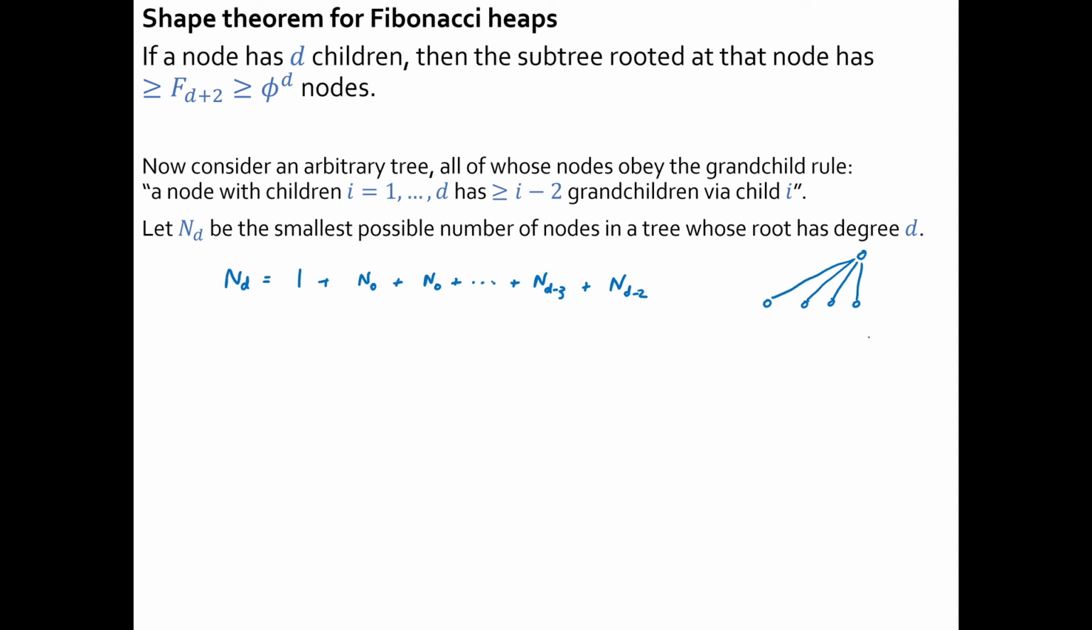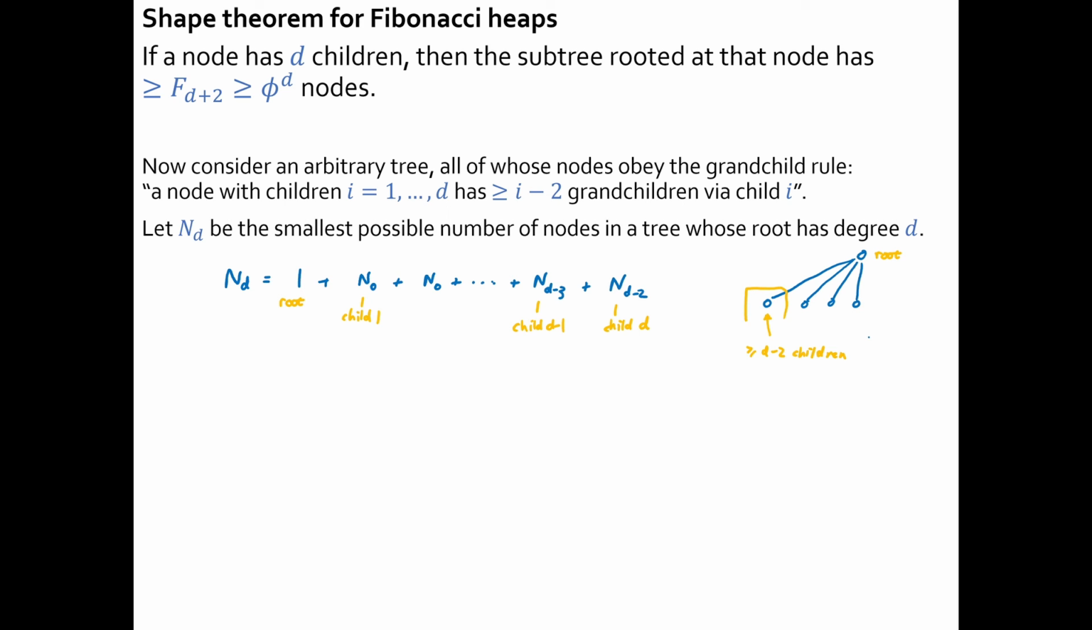The very first term, the 1, refers to the root node itself. Now for the others, let's work backwards. Let's ask, how many nodes must there be in the tree rooted at child d? This node has at least d minus 2 children. That's what the grandchild rule says. The smallest number of nodes in this subtree is nd-2. And likewise, all the other terms come from the other children. nd-3 comes from child d minus 1, and so on, all the way back down to child 1.